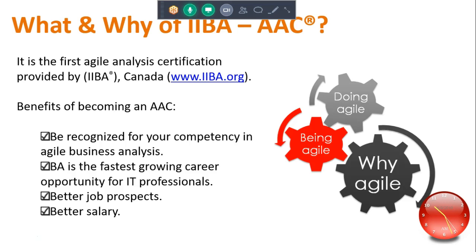So AAC is designed to say that there is a home in agile development for business analysis.